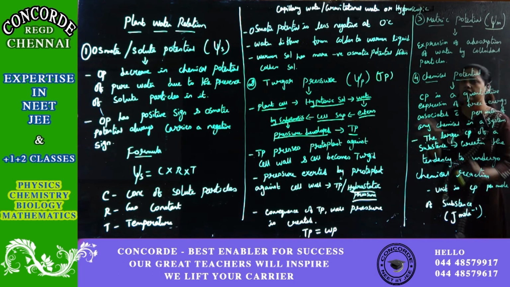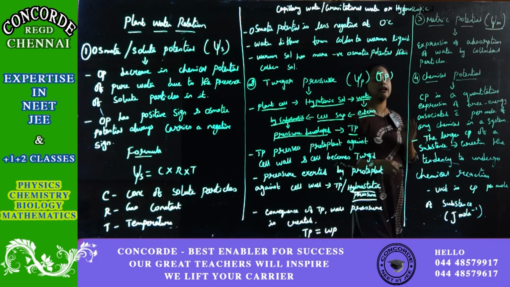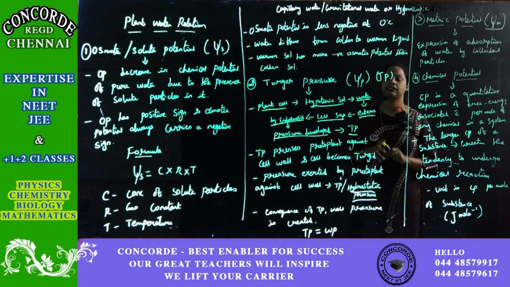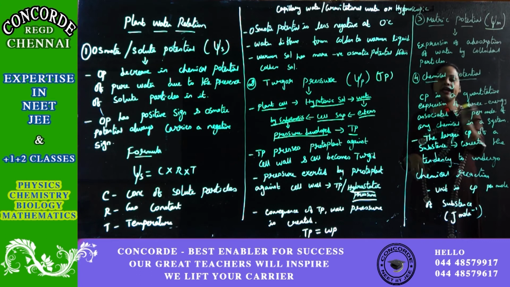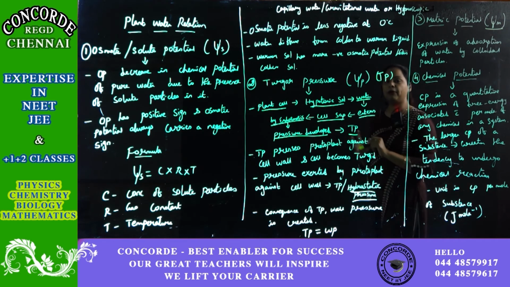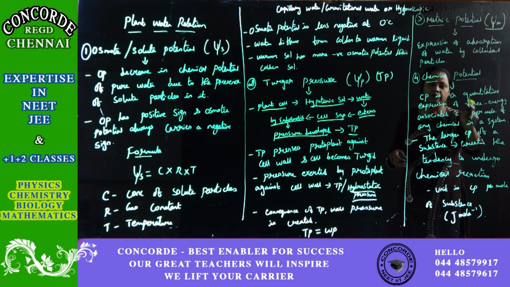The fourth one is chemical potential. The word itself clearly says it. Whenever there is any chemical present in the water, that determines the chemical potential. Chemical potential is a quantitative expression of free energy associated with per mole of any chemical in a system. This chemical potential is purely produced based on the amount of chemical which is present in the water. That was explained in this point.